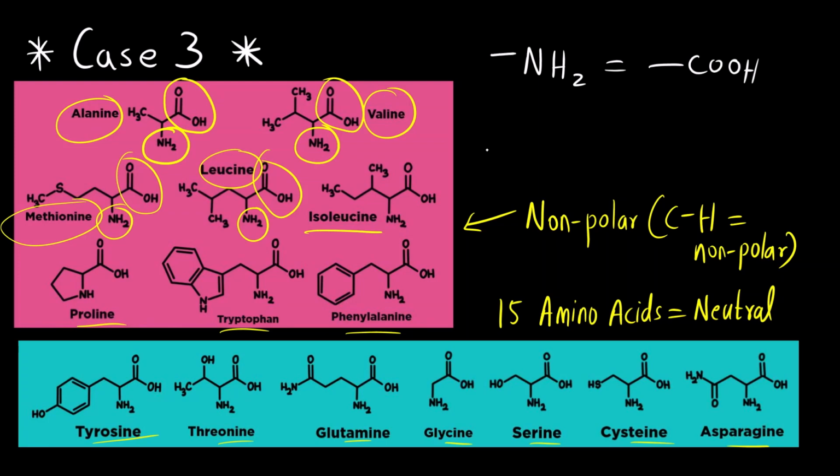I hope you have understood how to identify whether a particular amino acid is acidic, basic or neutral, because this concept is very important in the further videos. It will be very helpful to identify and calculate the isoelectric point. I hope you have understood this. Thank you.